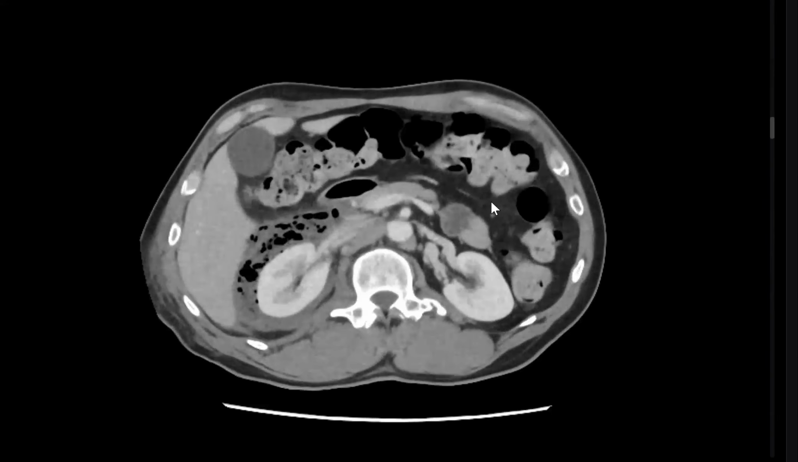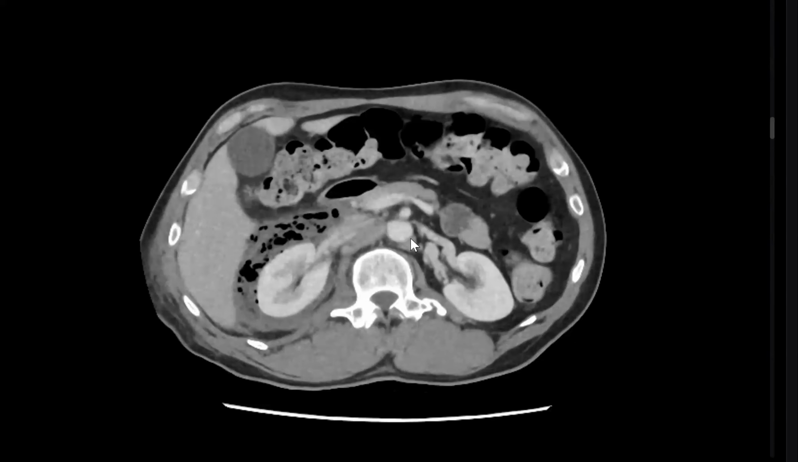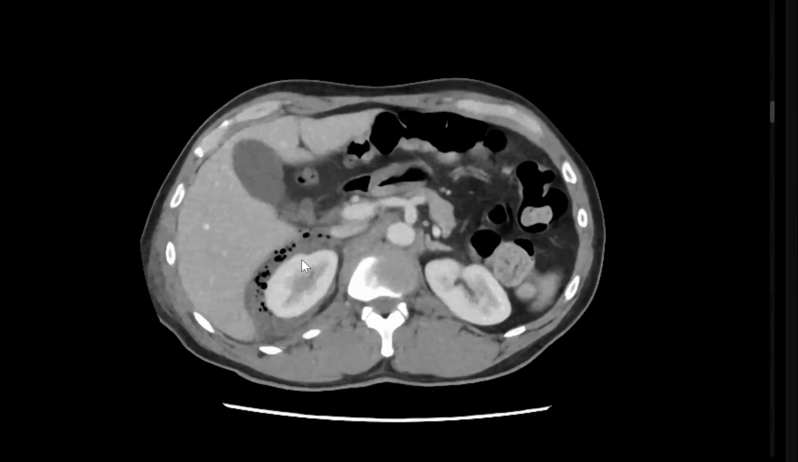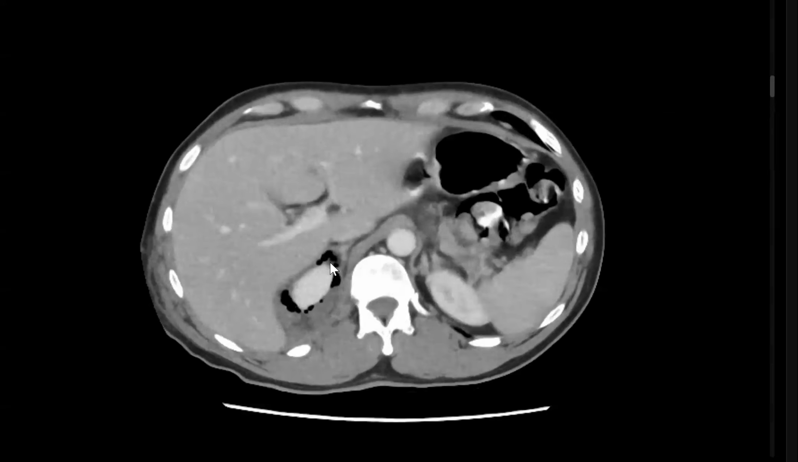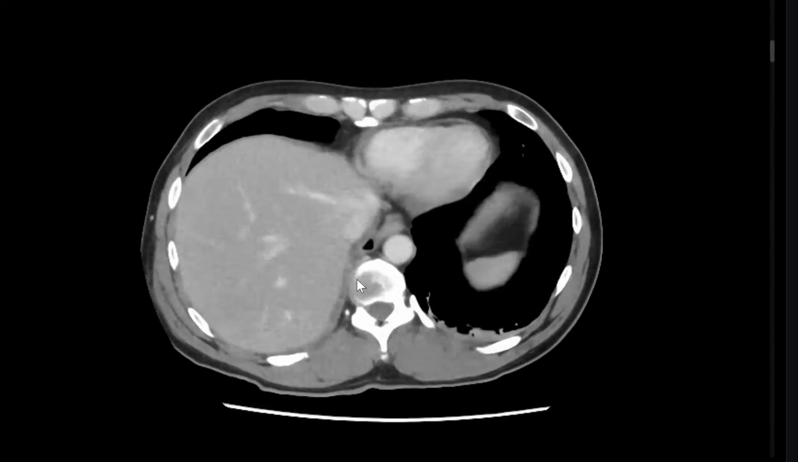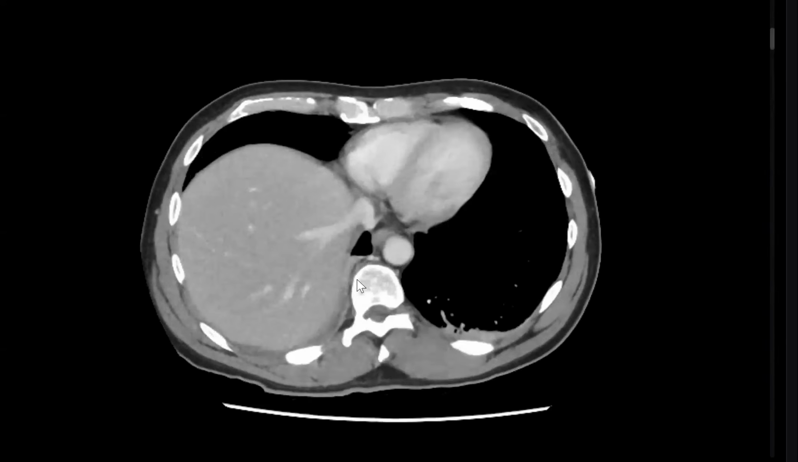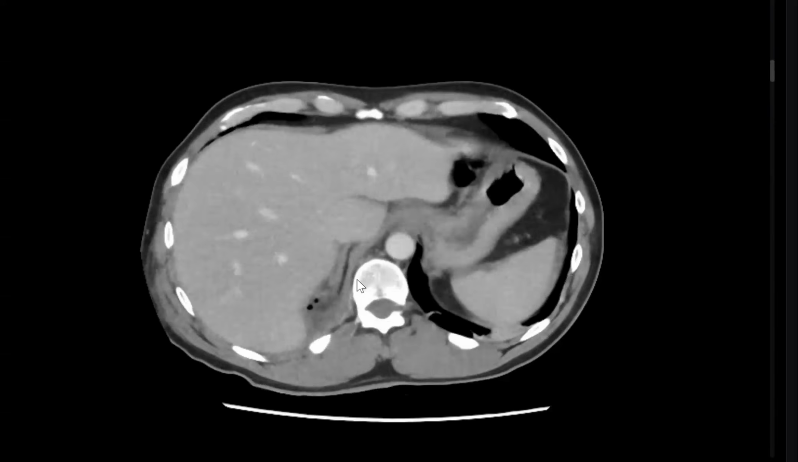I can see both kidneys are seen intact. The right kidney shows perinephric collection with internal gas loculi. Good. I'm looking for the cause of this area. I'm not sure it is connected to the kidney.